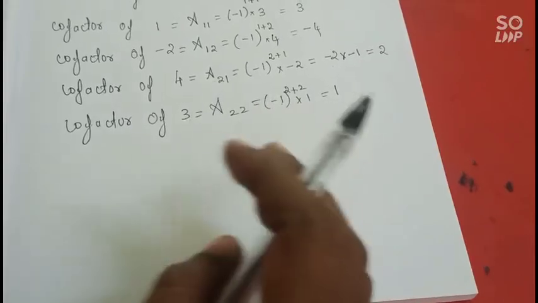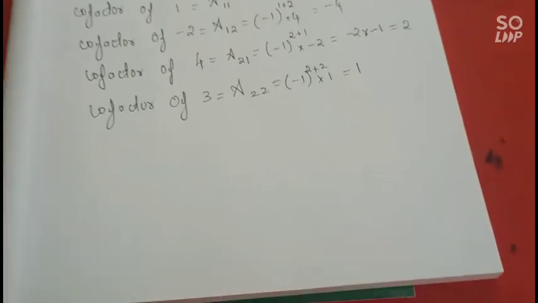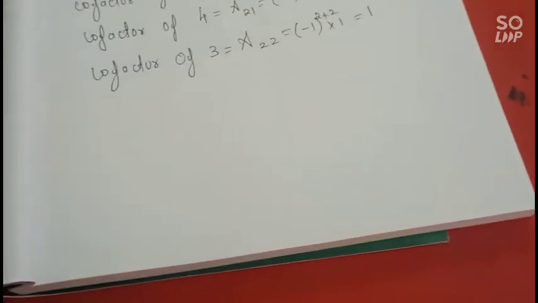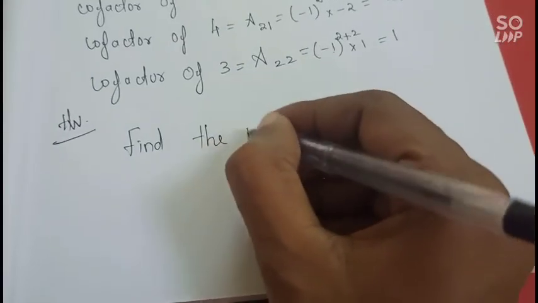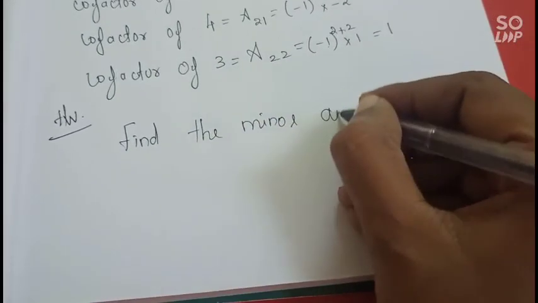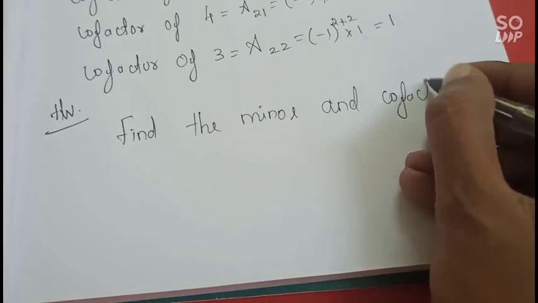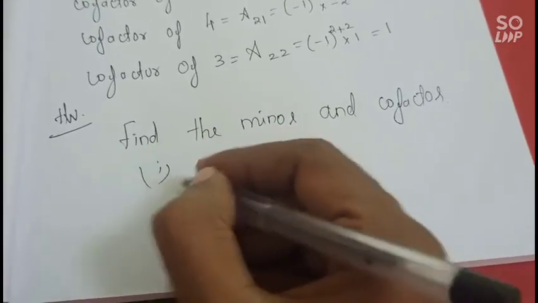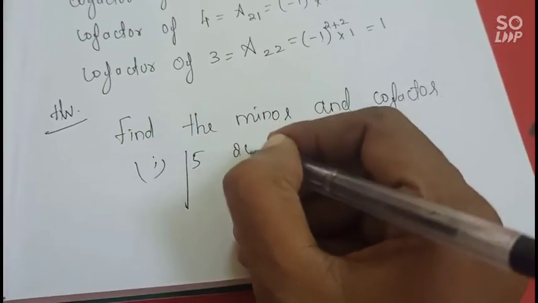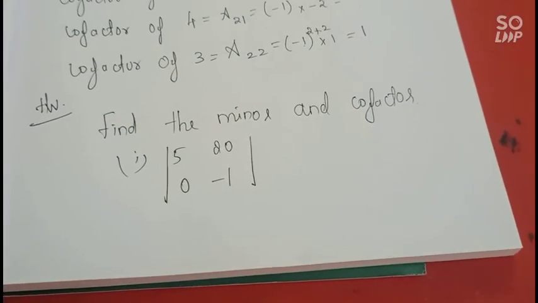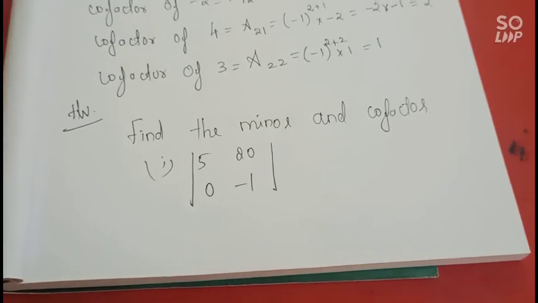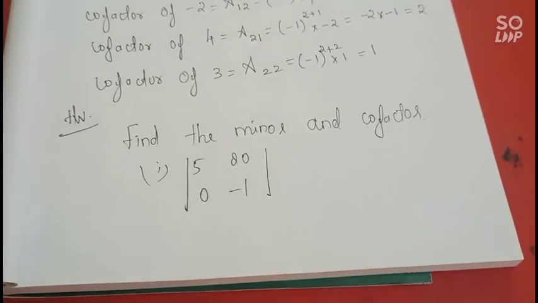So these are the two examples we have learned today. I will give one or two problems to work out for you today. Then you will get some more practice. Take down the homework. Find the minor and cofactor. First problem is 5, 20, 0, minus 1. Okay, just try that, you will get some more idea. This is only one problem, so a small problem. Please try, complete it and send it to me.